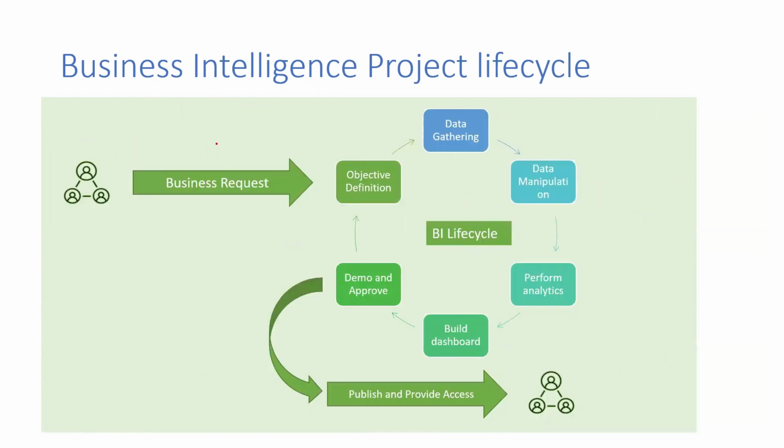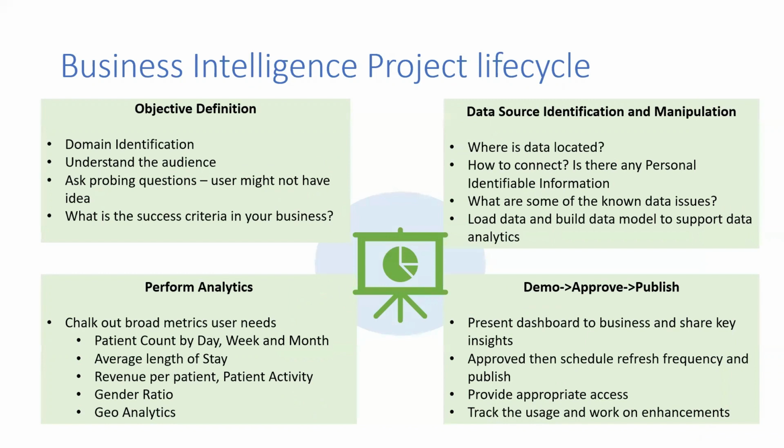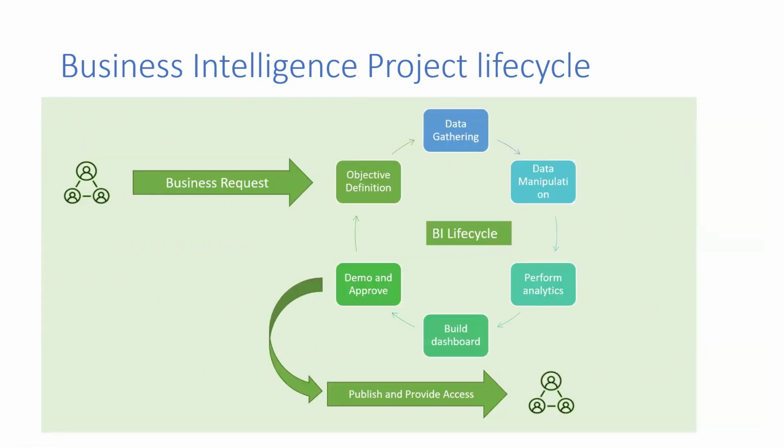So when you go back, objective definition is where you need to focus more: asking questions, understanding the audience, asking what is the success criteria of the business before you even start any work. Okay, that is your objective definition. Once your objective is clear, you know what the objective is, the next step is you start locating the data, right? That's what is data gathering.